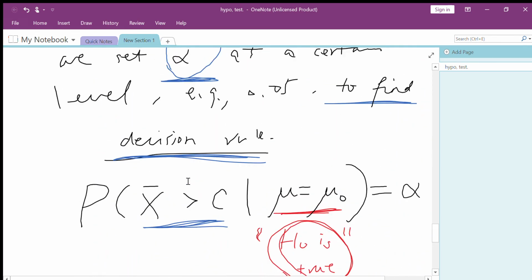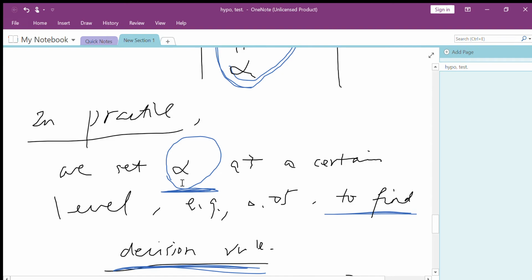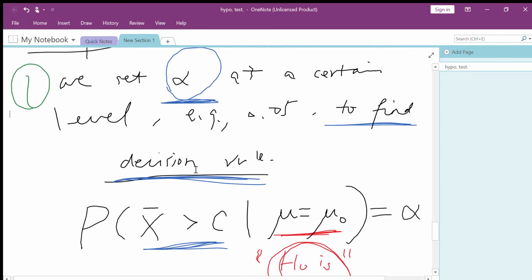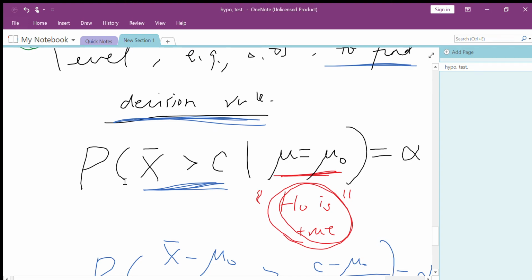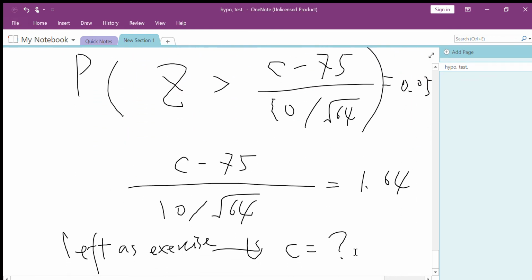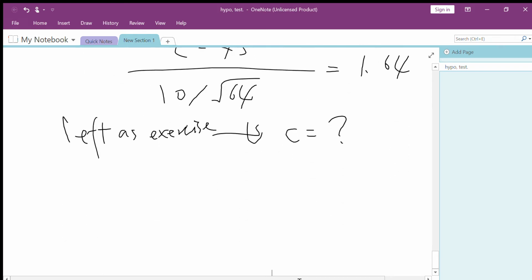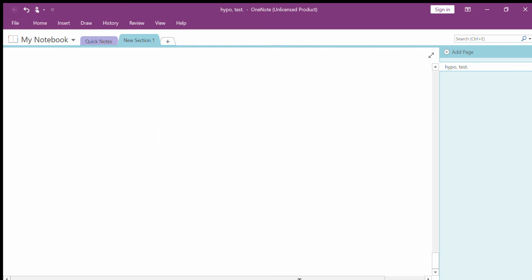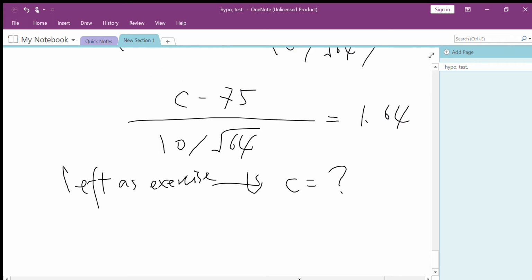Okay, so the first part of the takeaway is that in practice we set alpha at a certain level, for example 0.05, to find the decision rule, and we use this formula to calculate the decision rule. So let's put the decision rule more formally. With the help of type 1 error rate alpha, we propose the decision rule.